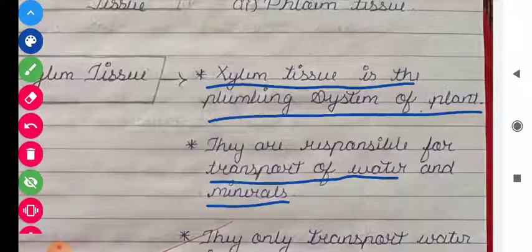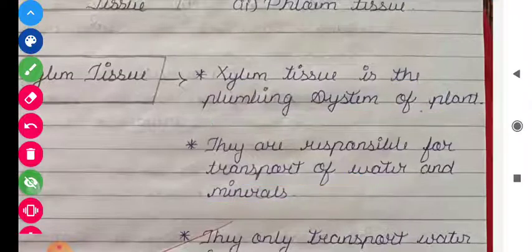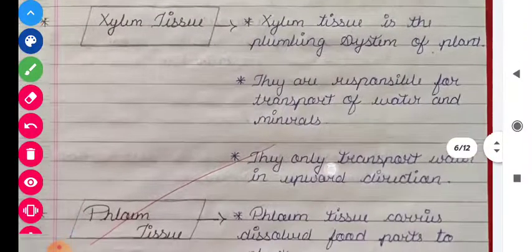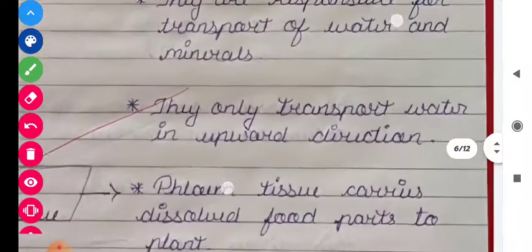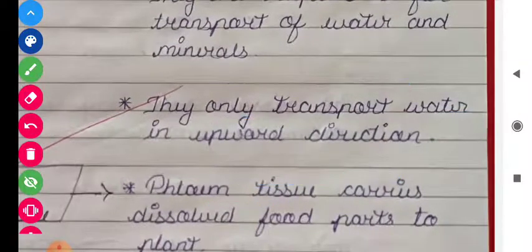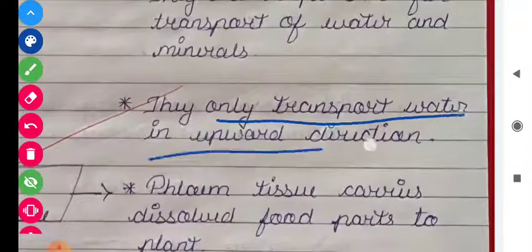So students, this water and the minerals are taken by the roots and supplied to all the plant parts: stems, leaves, barks, branches, etc. So the xylem tissue is the plumbing system of the plant which will transport water and minerals. They only transport water in an upward direction.